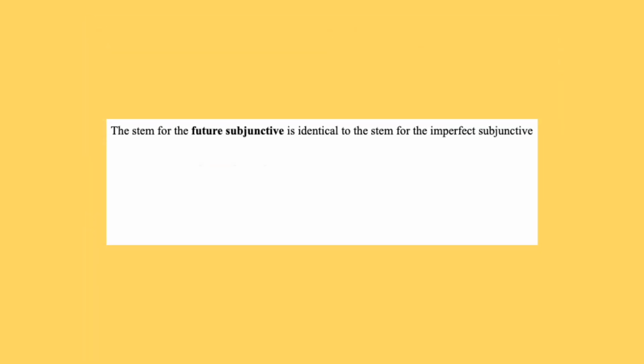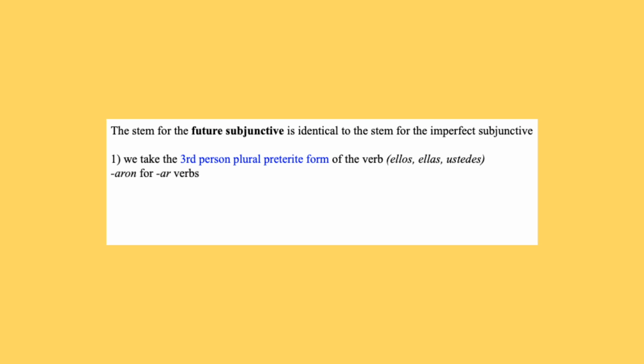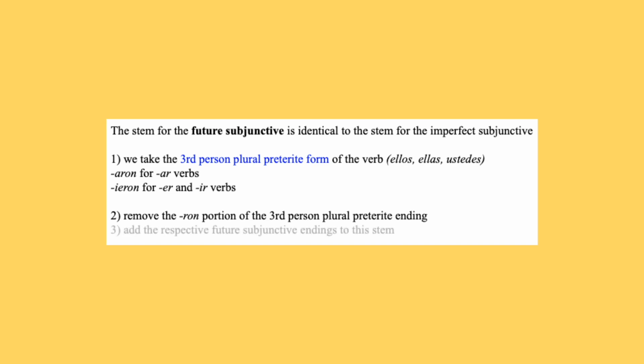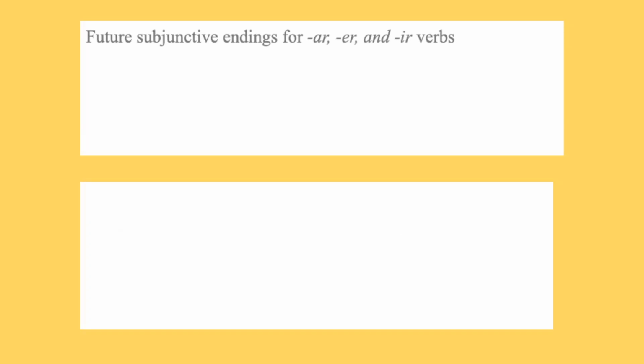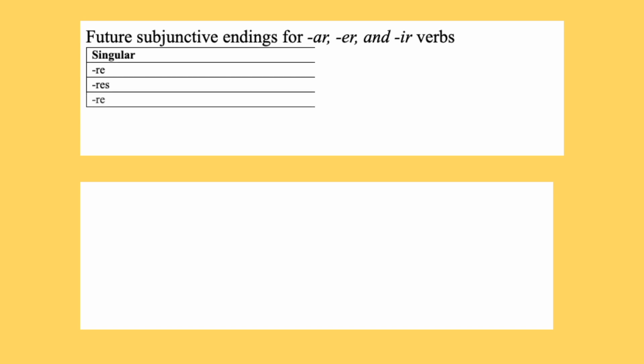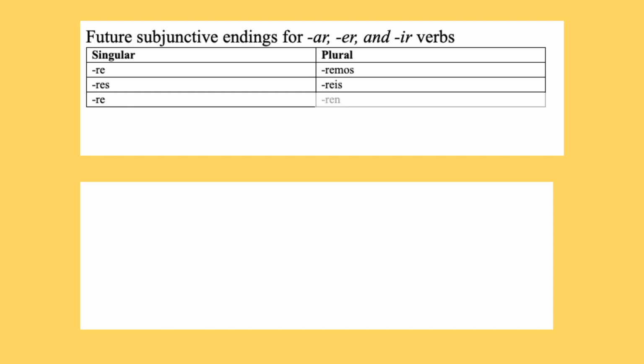The stem for the future subjunctive is formed in the same way as the imperfect subjunctive stem. We first take the third person plural preterite form of the verb, which ends in -aron for AR verbs, or -ieron for ER and IR verbs. From these endings, we remove the -ron, and then to that stem, we finally add the future subjunctive or imperfect subjunctive endings. All three verb groups share one set of future subjunctive endings. They are -re, -res, -re, -remos, -reis, -ren.